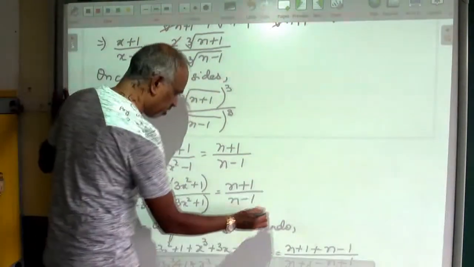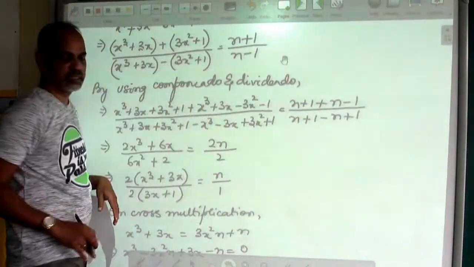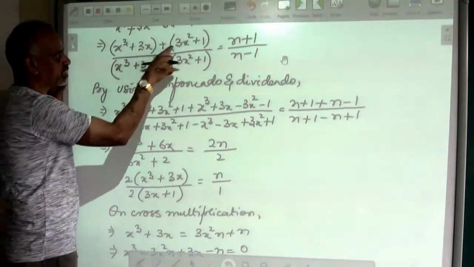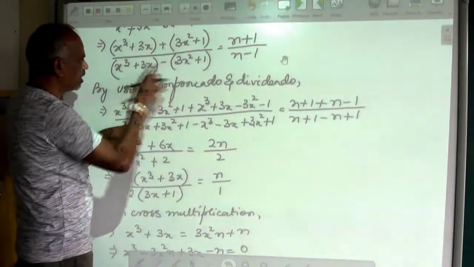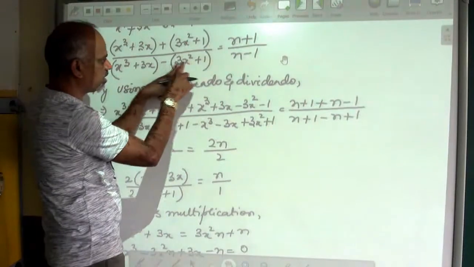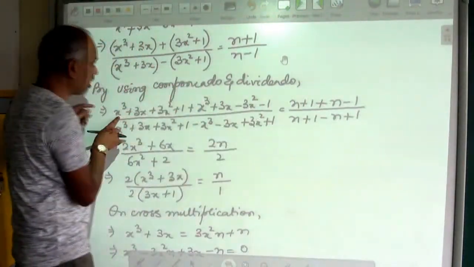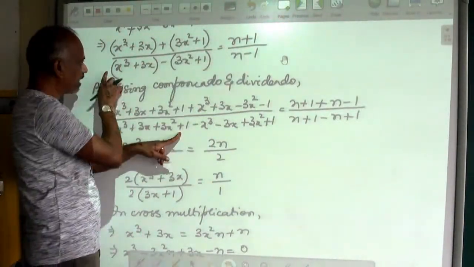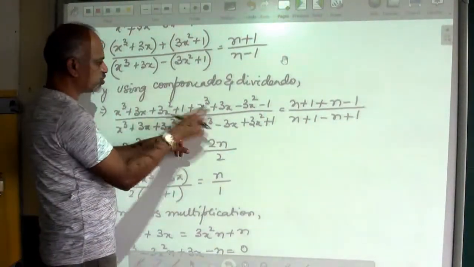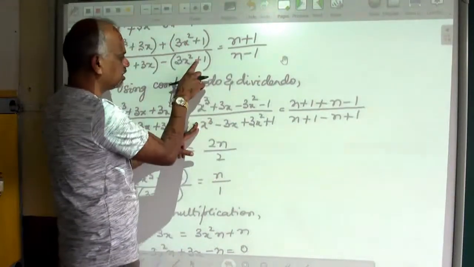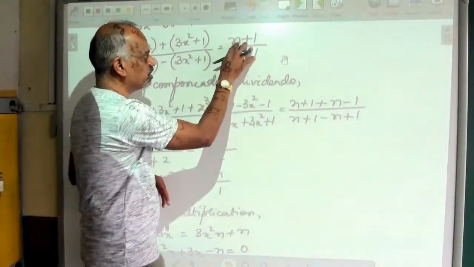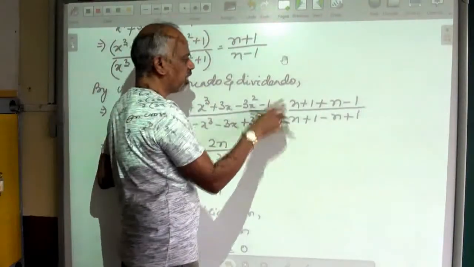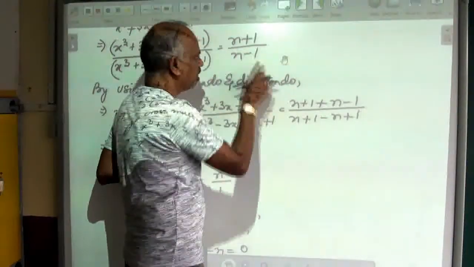So I am going to use componendo and dividendo again on this. So by using componendo and dividendo, this one, that is x cube plus 3x squared plus 1, plus this one, x cube plus 3x minus 3x squared minus 1, divided by again this x cube plus 3x squared plus 1, then minus of all these, minus x cube minus 3x, this becomes plus 3x squared, this becomes plus 1, is equal to, do the same thing on the other side, n plus 1 plus n minus 1 divided by n plus 1 and then minus of this, that's minus n plus 1.